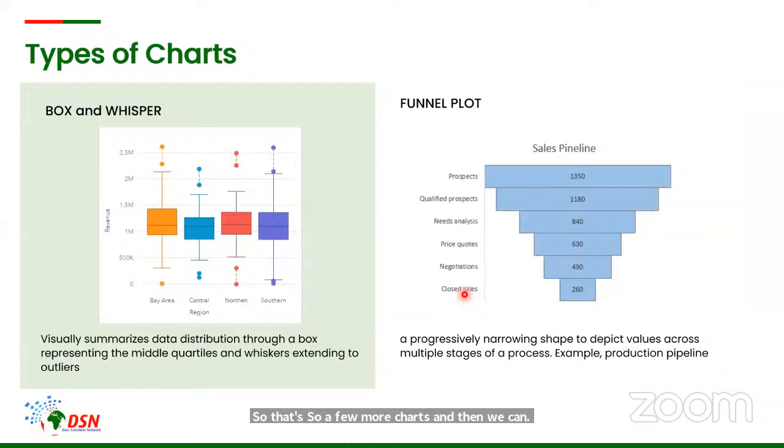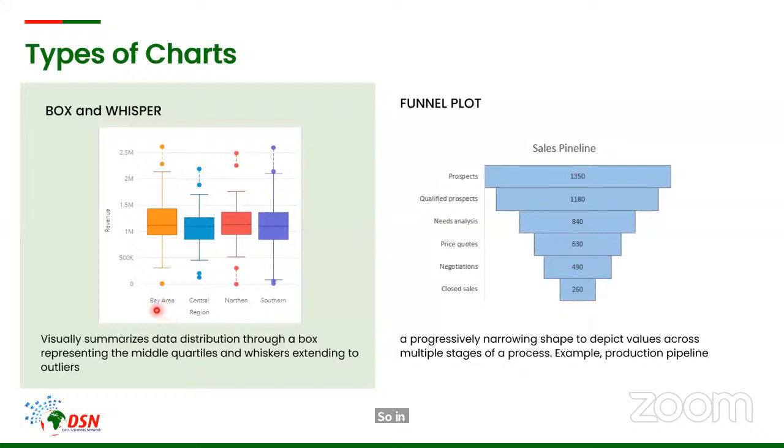So we have the box and whisker plot. It visually summarizes data distribution through a box representing the middle quartile and whiskers extending to the outliers. So this is just a quartile kind of representation. This line that falls here always represents the median. This one represents the third quartile, this one represents the first quartile, this represents the minimum and the maximum, then these are considered to be outliers. So in essence, it summarizes data points.